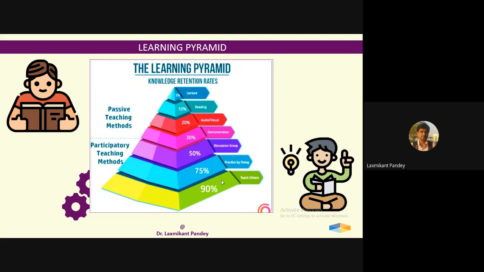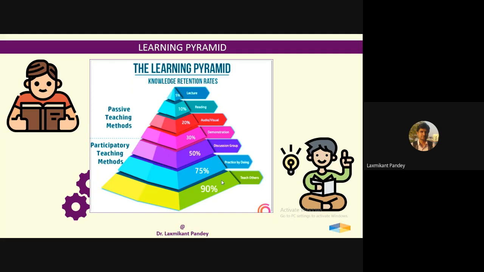Similarly, if you gradually go down this particular pyramid, you can see that as the students get involved in the teaching methodology, like group discussion, doing by themselves, practice by doing, and some other methods, they retain a maximum percentage of information. Like discussion, you can retain about 50% of the information. So by this pyramid, you can understand the comparison between the older methods and the newer methods.